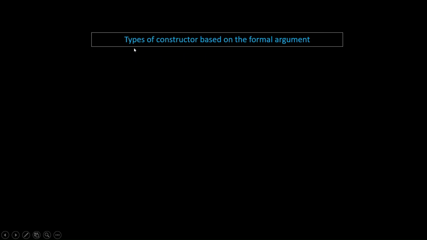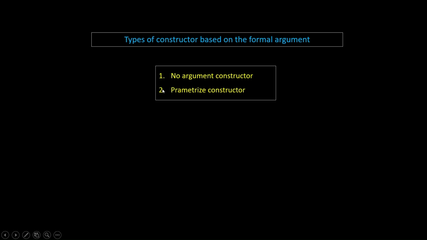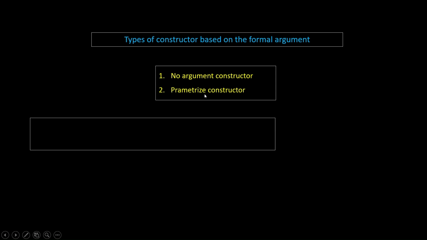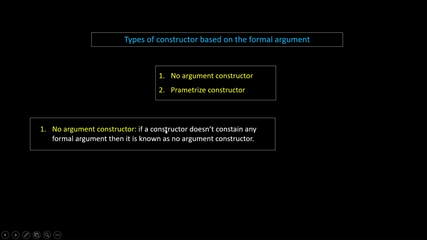So let's go to the next point, types of constructor based on the formal argument. There are two types of constructor: a no-argument constructor and a parameterized constructor. People get confused about these types. What is the no-argument constructor? What is the parameterized constructor? These are the basic things which the interviewer will definitely ask. So the no-argument constructor: if a constructor doesn't contain any formal argument, then it is known as a no-argument constructor.